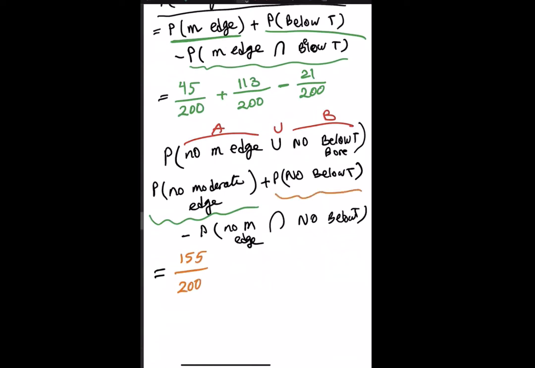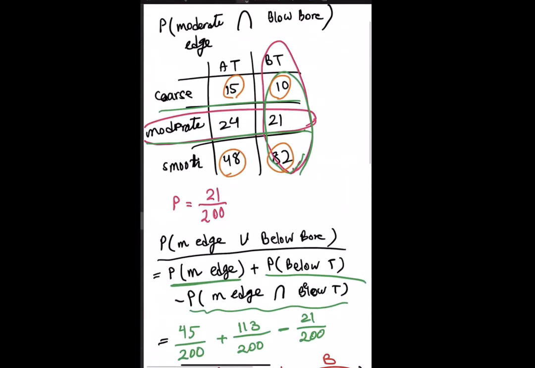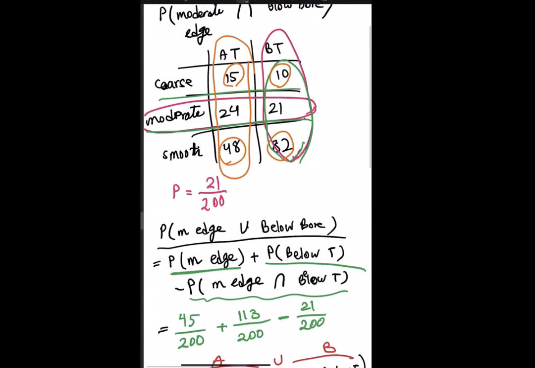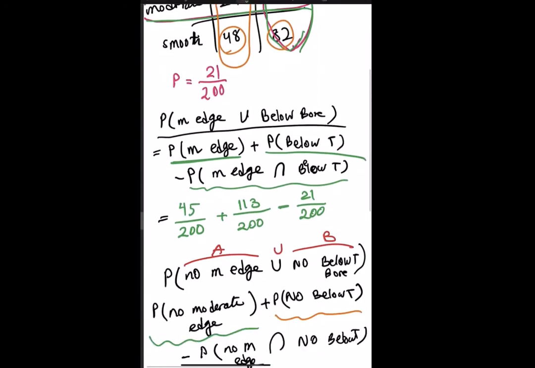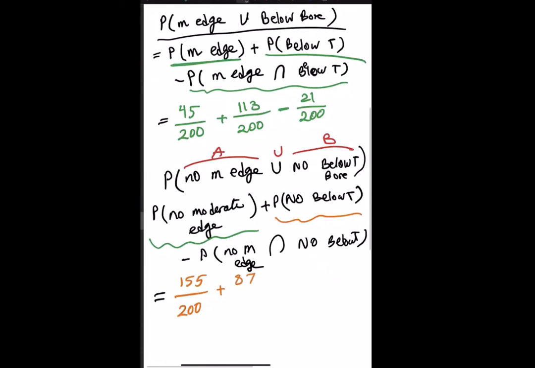What is the probability of no below target bore? It's the first column. So it's 15, 24, 48. Exactly. No below target means above target. So if we add these three numbers, it's 87. 87, assuming that these numbers are correct, minus the probability of no moderate age and no below target.